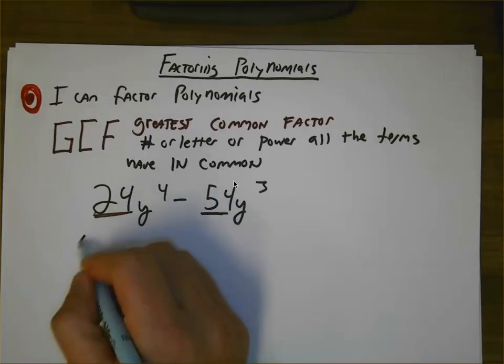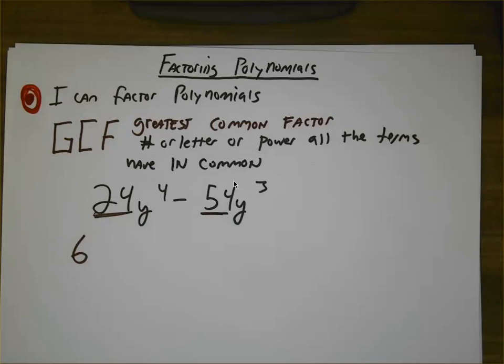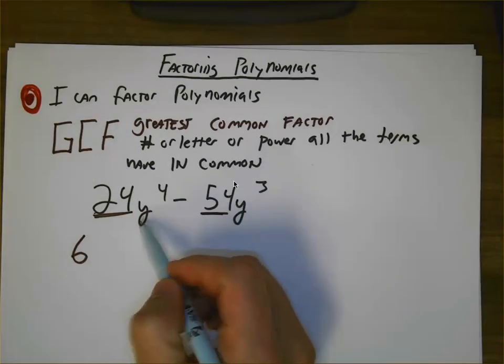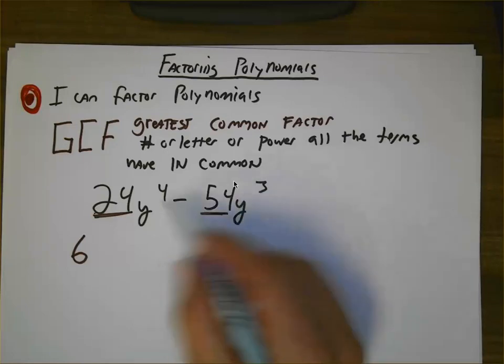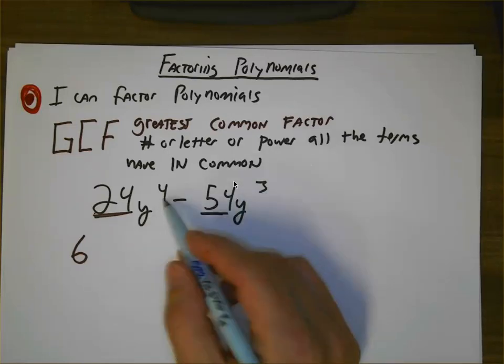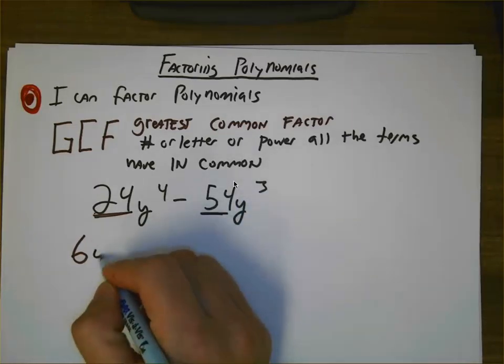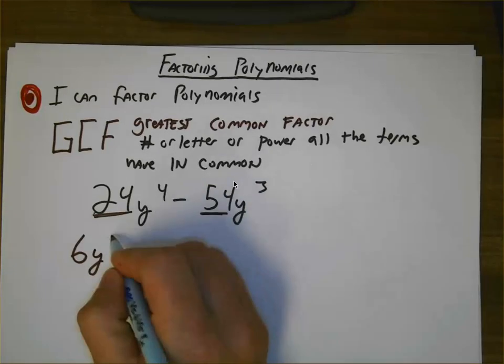So I'll put 6 right here. And then look at your y's. What's the highest power that they both have? This is y to the fourth, this is y to the third. So I believe the greatest common factor is 6y to the third.